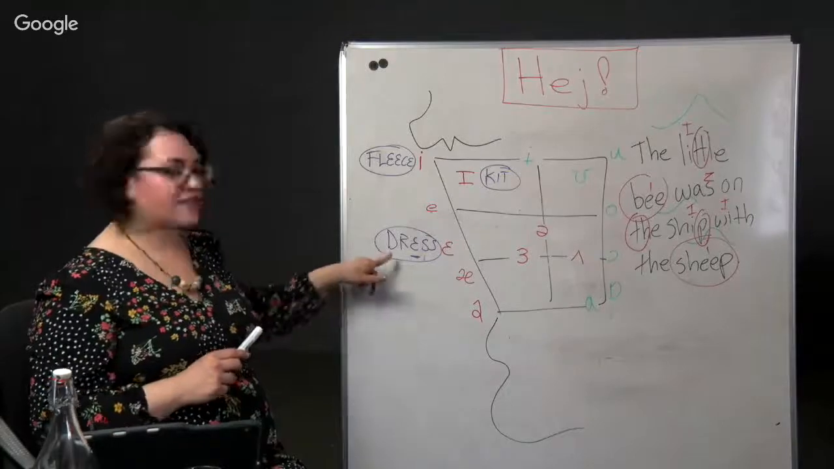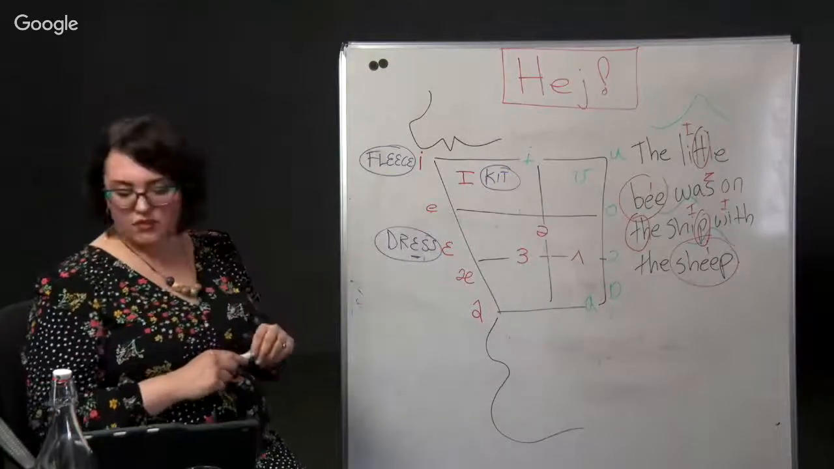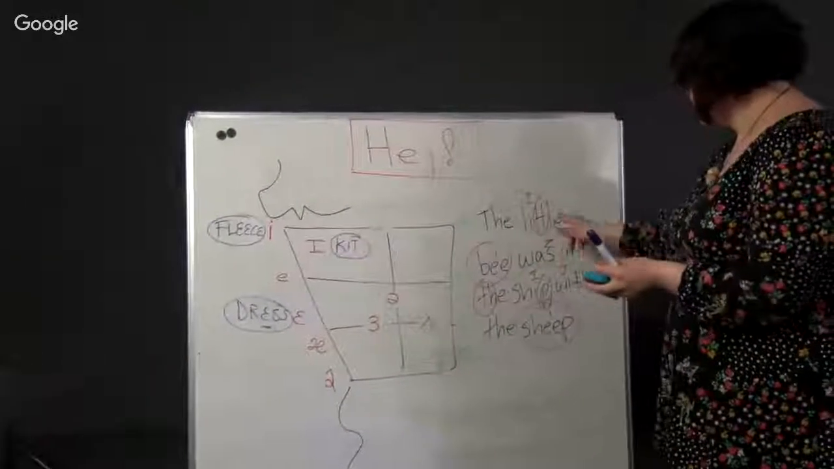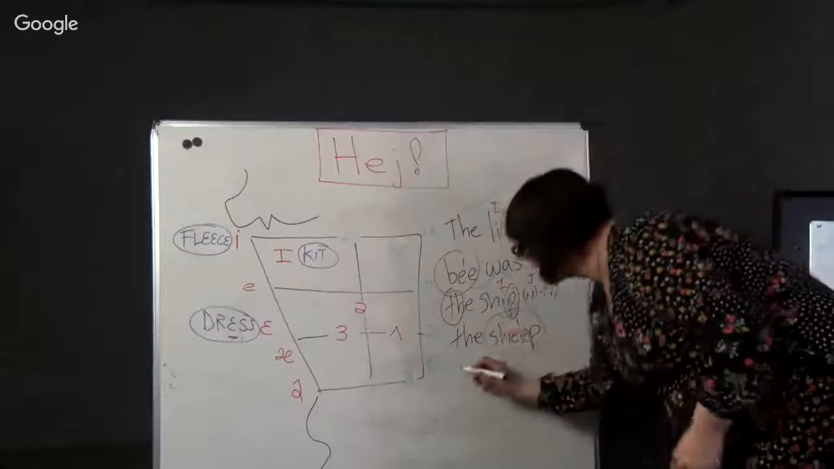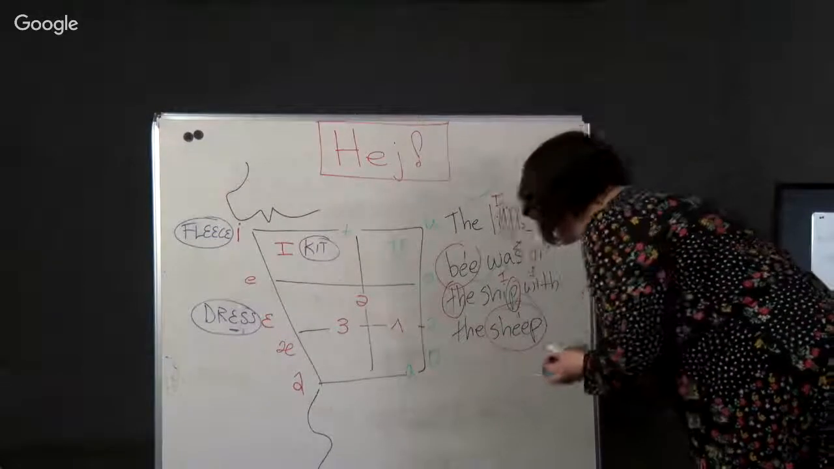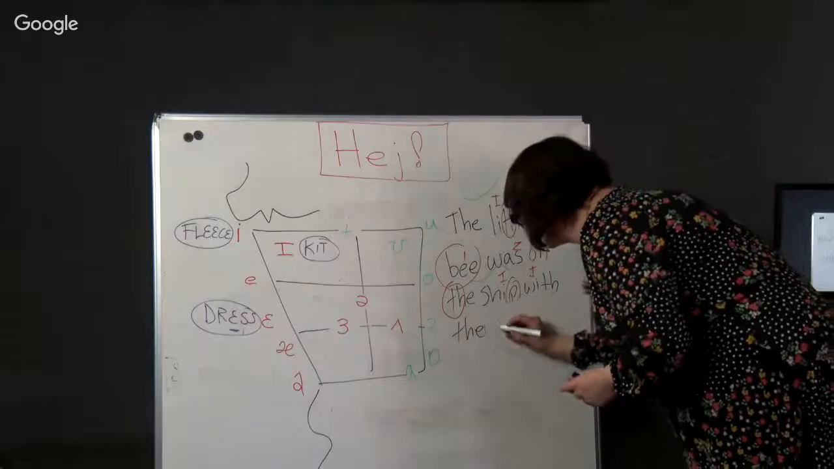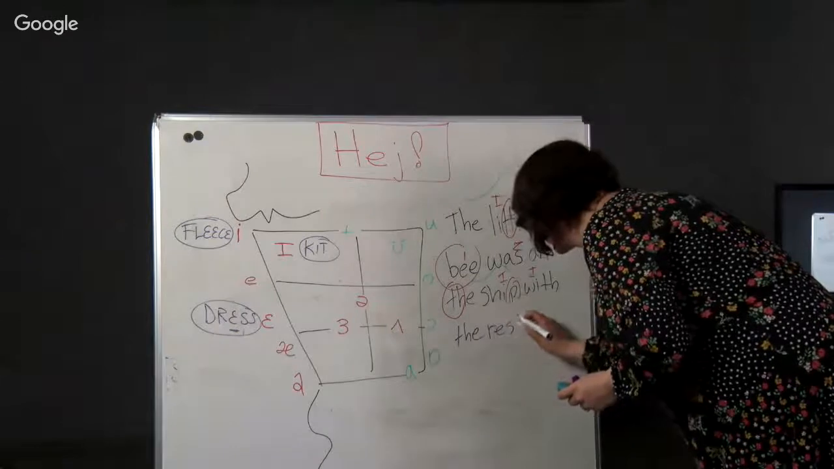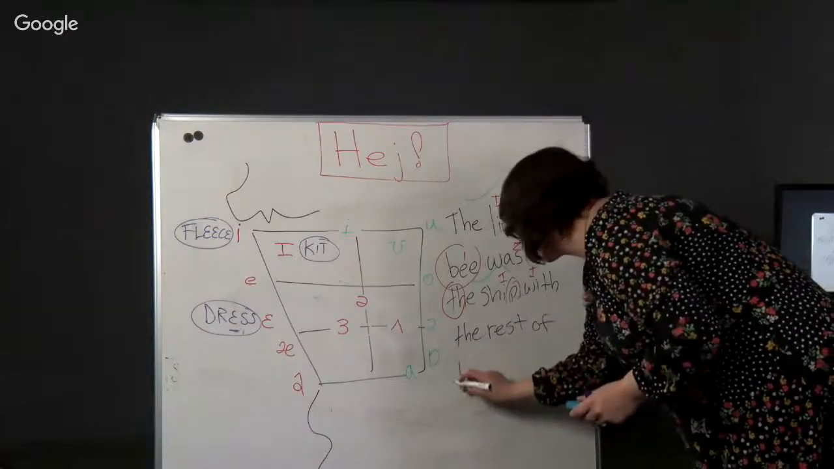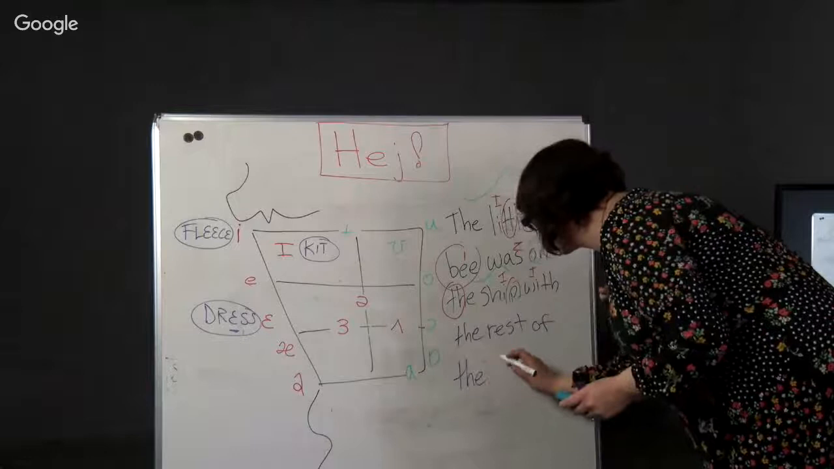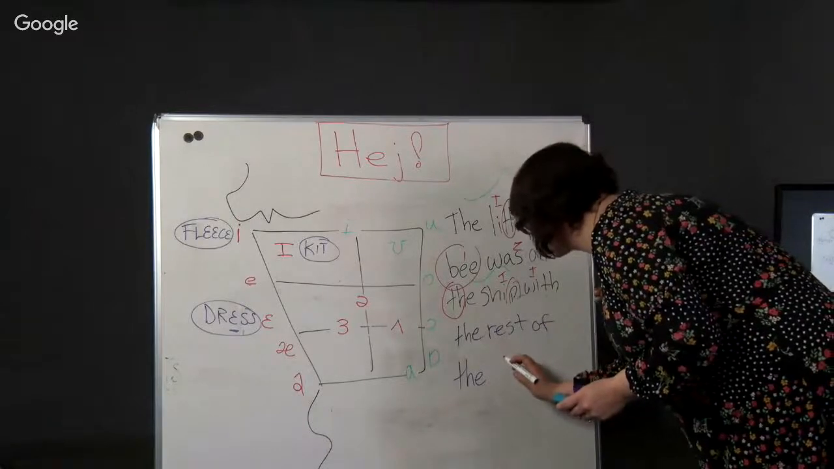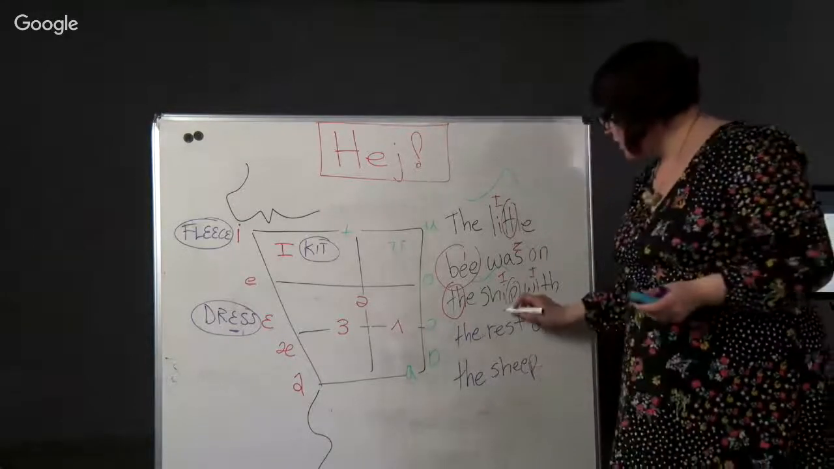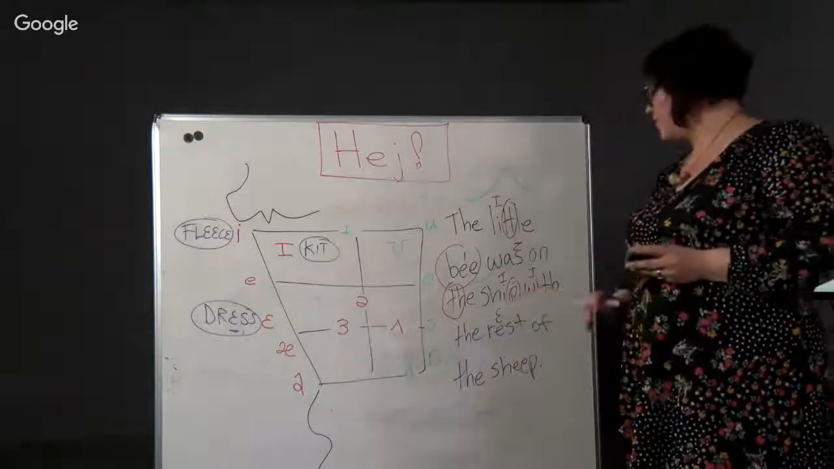So, dress. So let's add this in. It was a test. It was a test that Bess, say, the little bee was on the ship with the sheep. Let's say, take out sheep. The ship with... let's add sheep back in. Okay. So we have one there with the rest of the sheep.